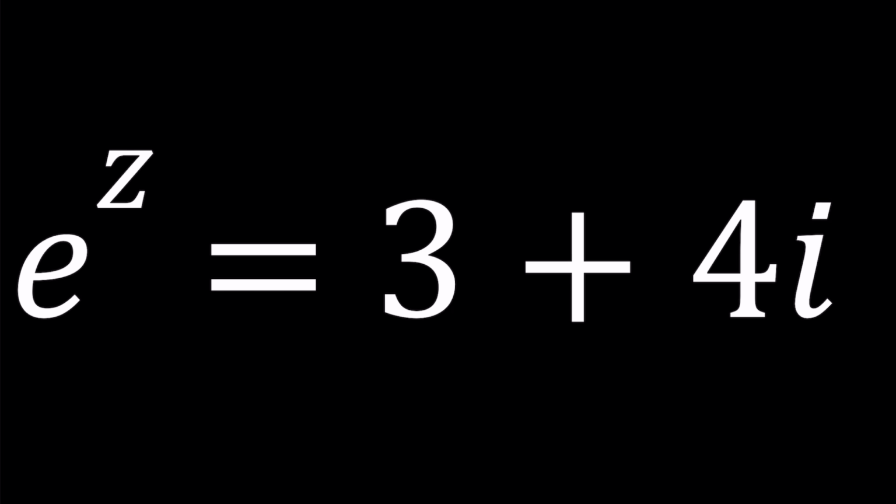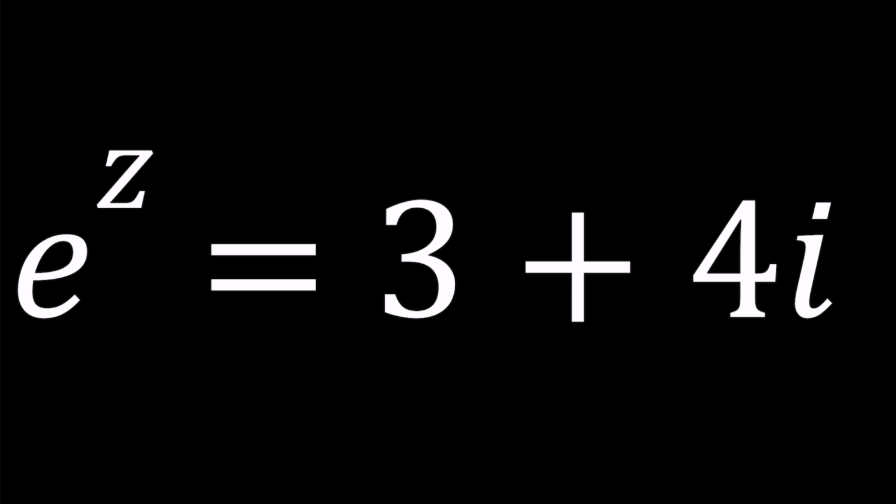Alright, let's get started. We have e to the z equals 3 plus 4i. So this is kind of like a complex exponentiation problem. I don't know if we've done anything like this before, but these problems are pretty interesting. And let's get to work.